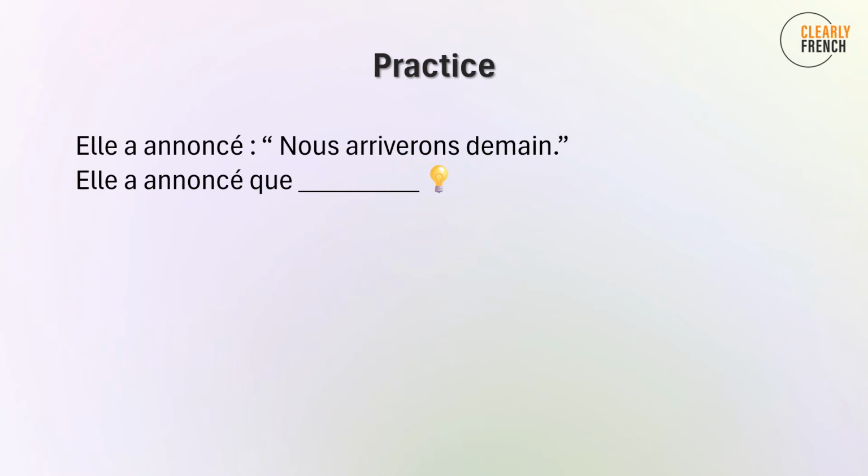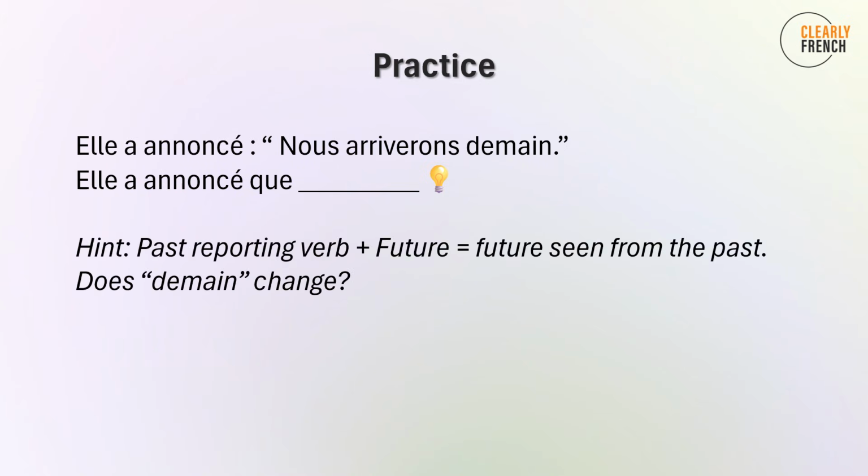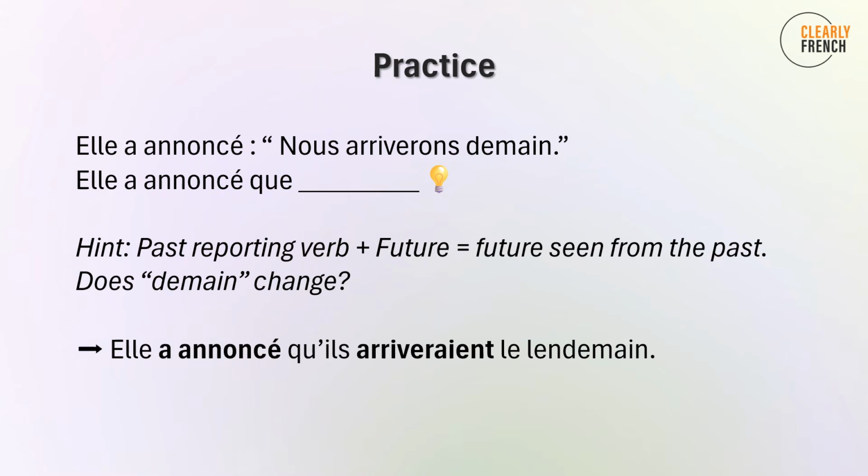Elle a annoncé, nous arriverons demain. She announced, we'll arrive tomorrow. Hint, it's a past reporting verb plus a future, so it's the future seen from the past. Would you change demain in that case? The answer is yes. Elle a annoncé qu'ils arriveraient le lendemain. It's already happened. She announced they would arrive the next day.